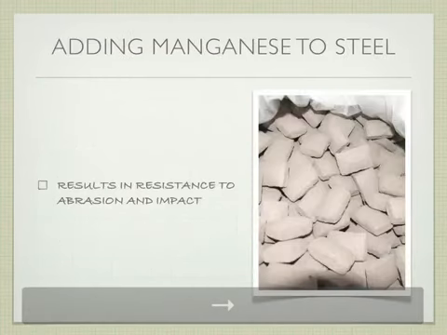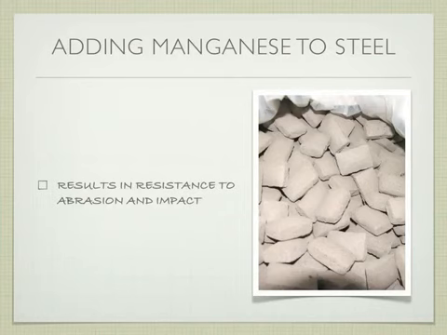Okay, so what are those additives that we might add into steel, and what do they do? If we add manganese to steel, it results in a resistance to impact. So, for example, if we were using steel in a place like a stairwell, where it's forming the treads of a stair, where there's a lot of wear and tear, that might be a good use of this type of steel, because it's resistant to that wear.